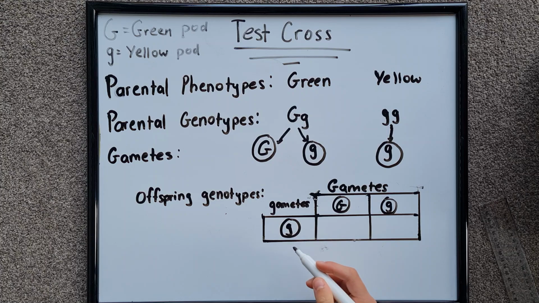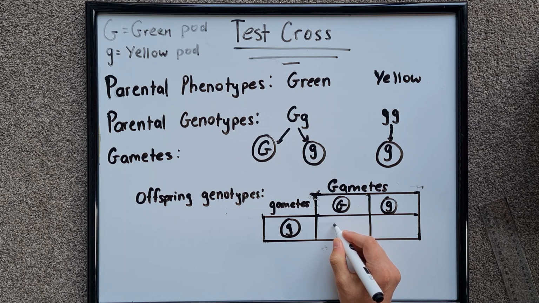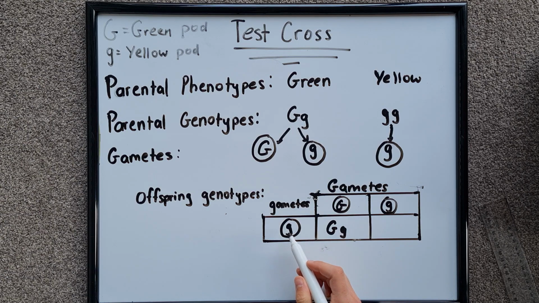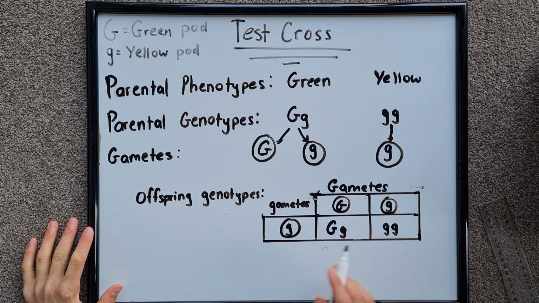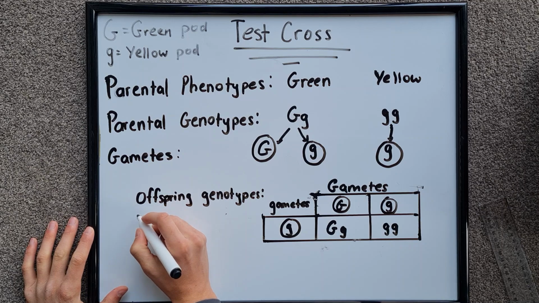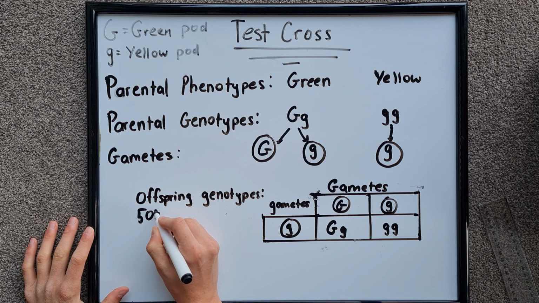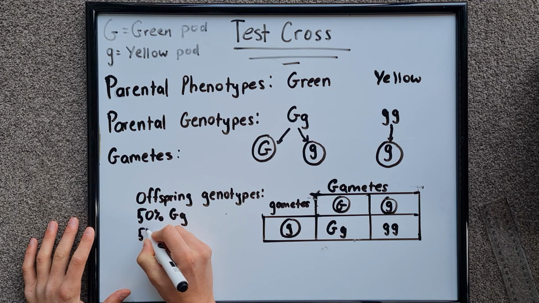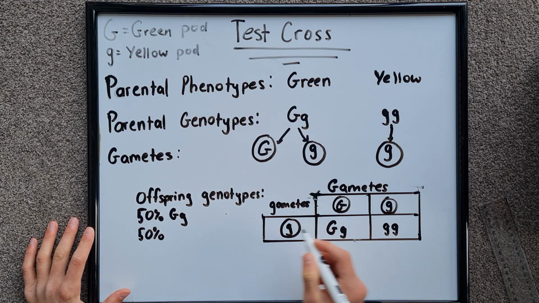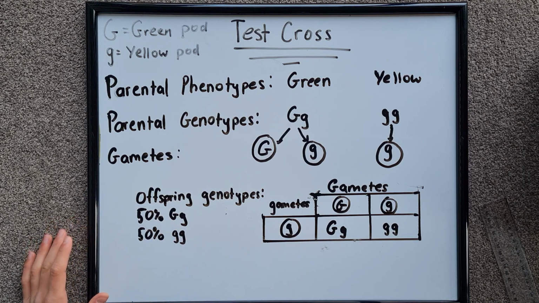Now, when we cross them, so this gamete with this gamete, what is that going to make? It's going to make the genotype Gg. It's going to be heterozygous. Lowercase g with lowercase g is going to be gg. So that's going to be homozygous recessive. So then, after we've figured out the genotypes, that's going to be a ratio of 50% heterozygous and 50% homozygous recessive. That is the expected result.